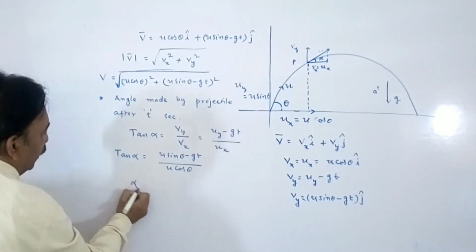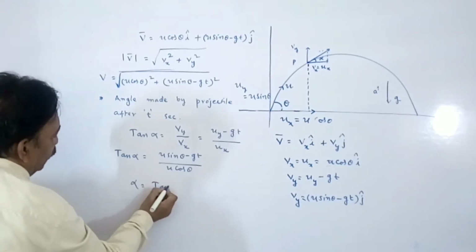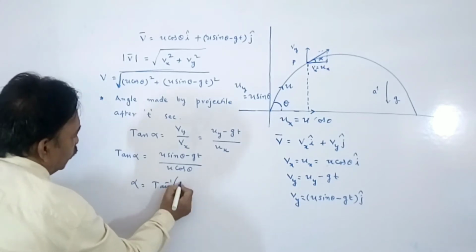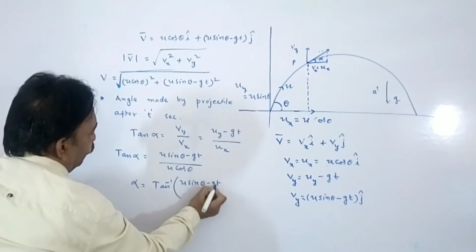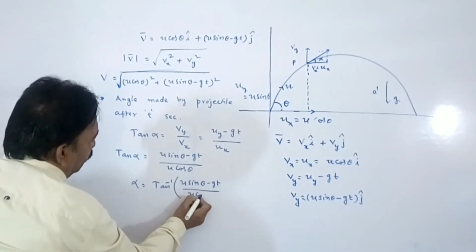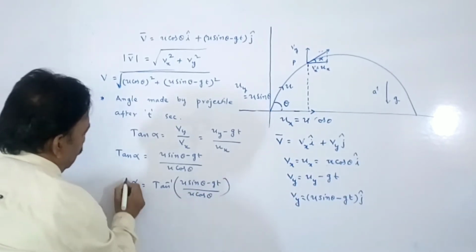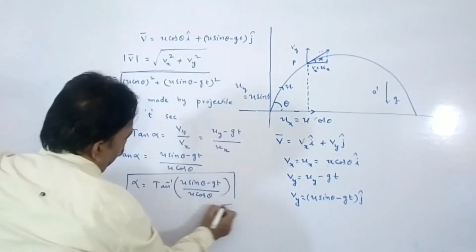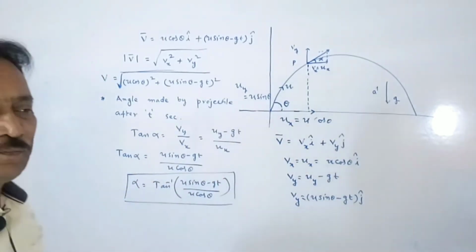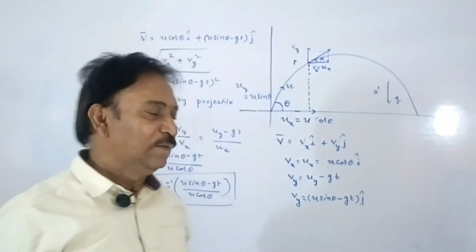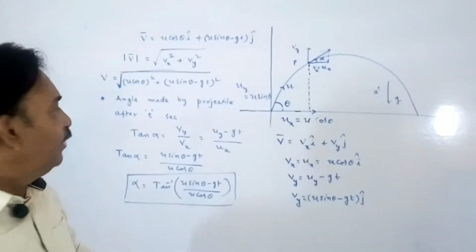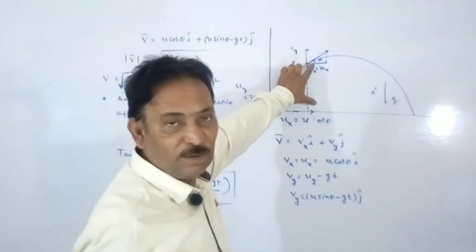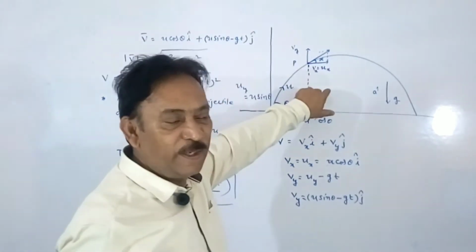or alpha is equal to tan inverse of U sine theta minus gt by U cos theta. In this way we can find the velocity. I hope you are understanding. In the same way we have to find out the height. Let's say this displacement is y.